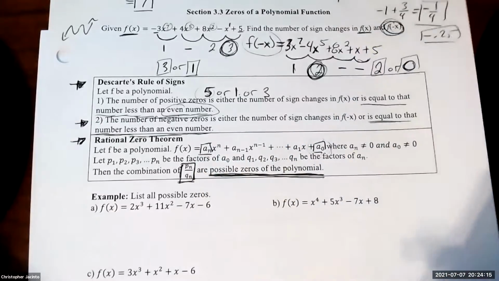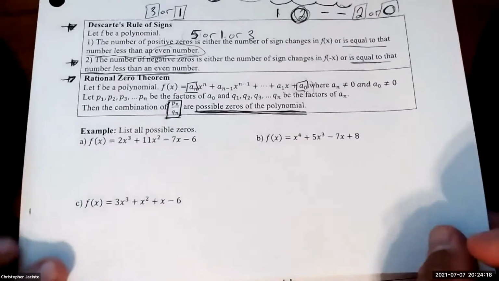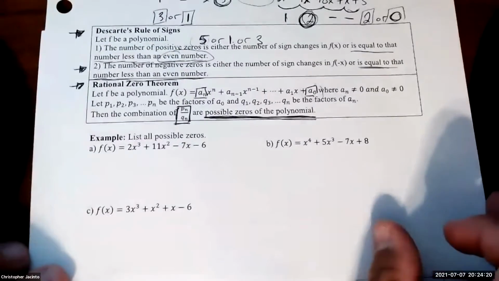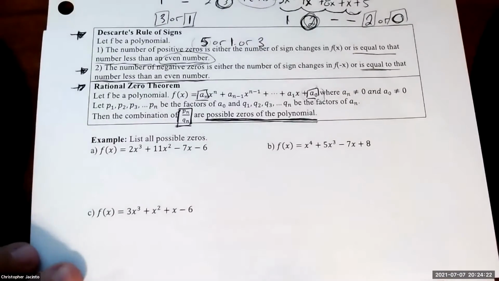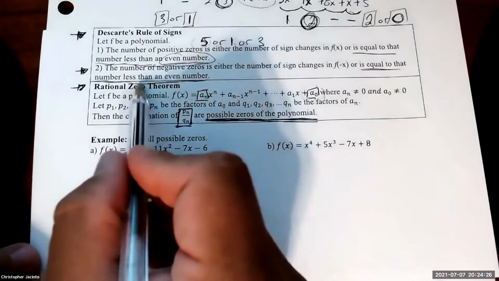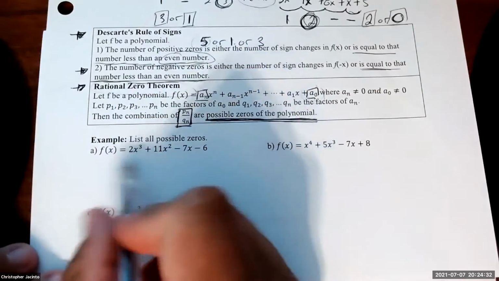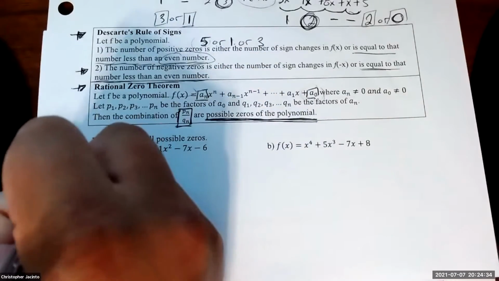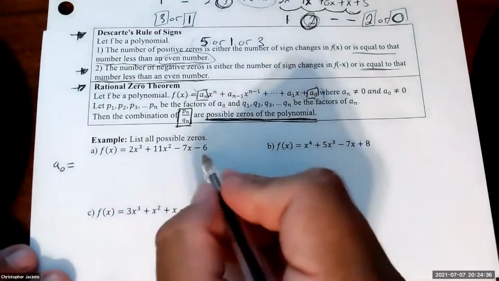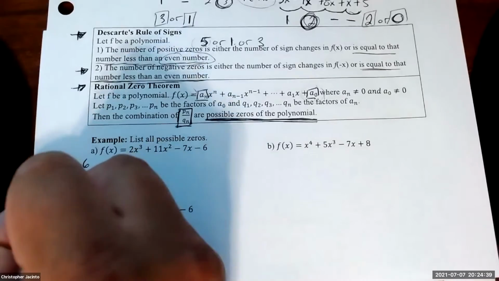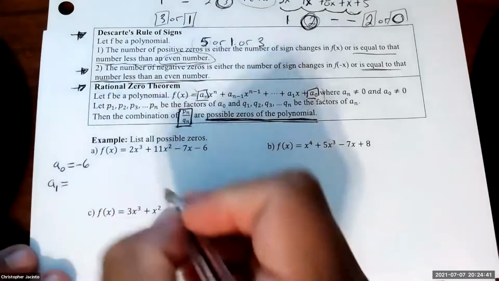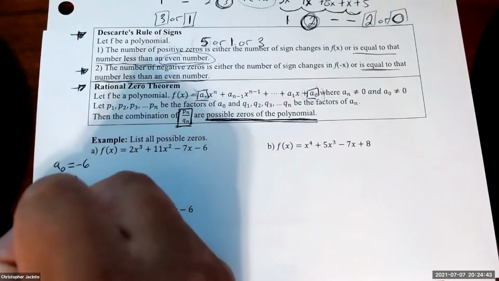Okay. So lots of theory, you know. Now let's do some applications so you can see how this will work out. So let's do the first one. We're going to list all the possible zeros. In other words, we're going to use this rational zero theorem to help ourselves out. First off, we want to write down our last number, which is going to be -6, and our first number, which in this case is 2, or a sub n, right?